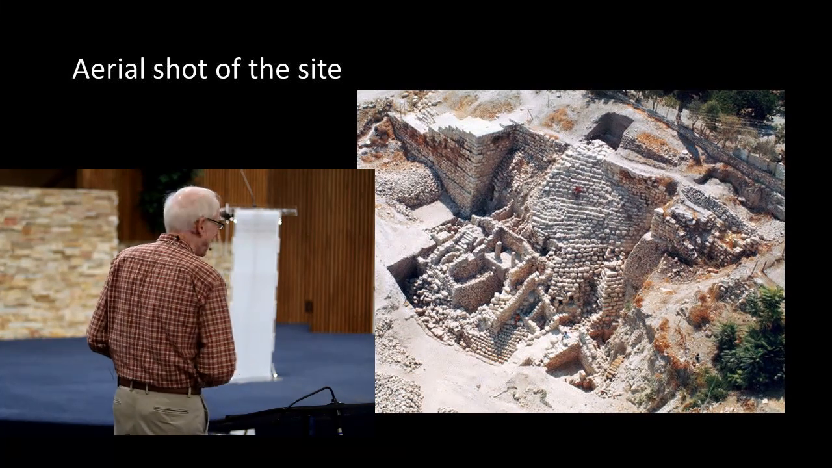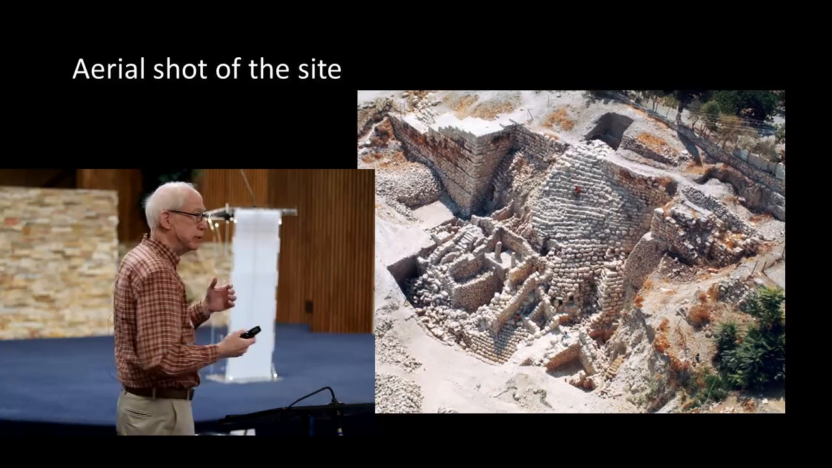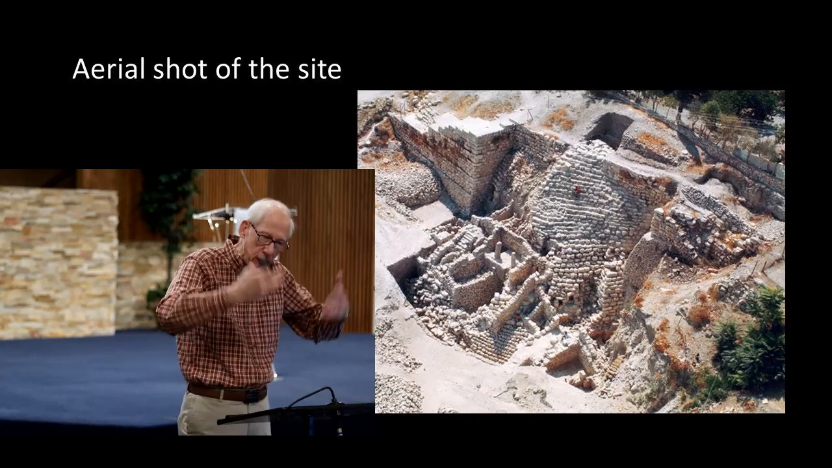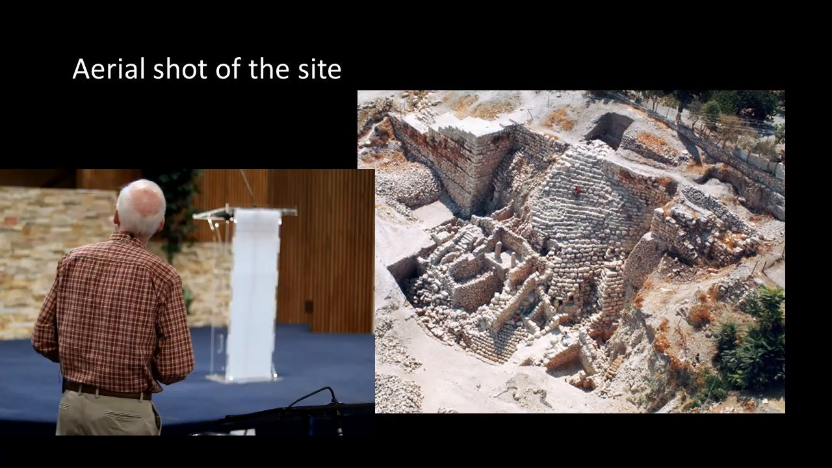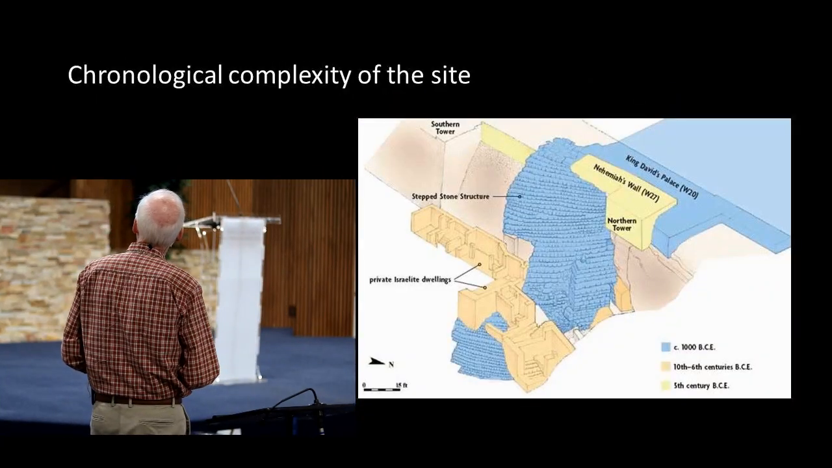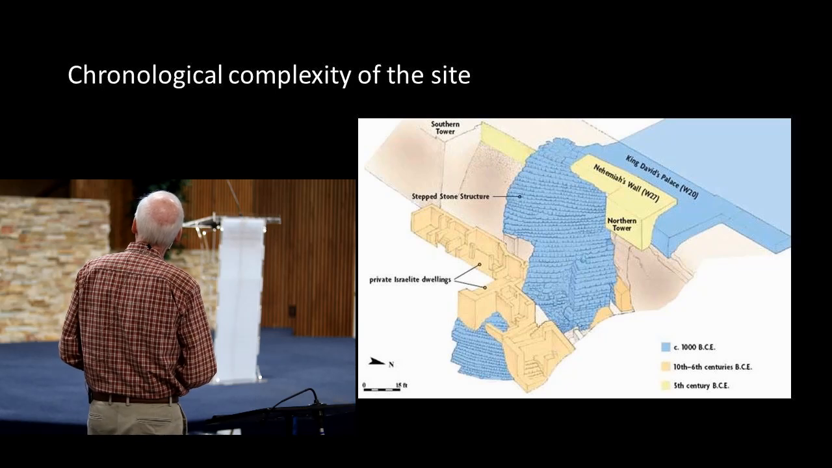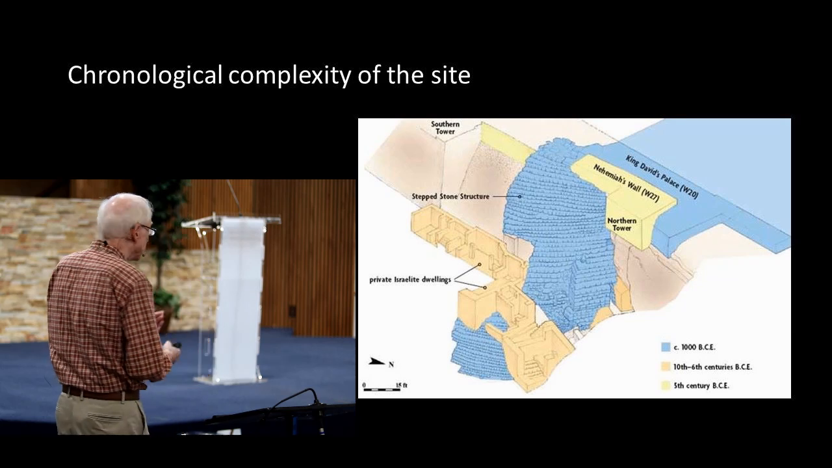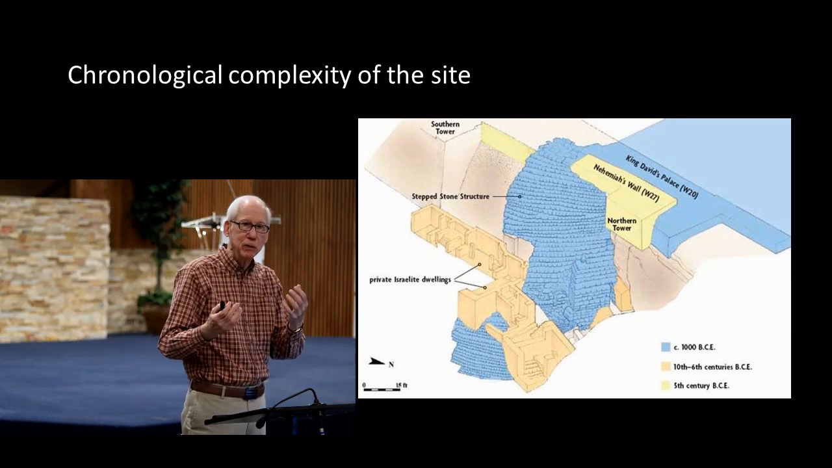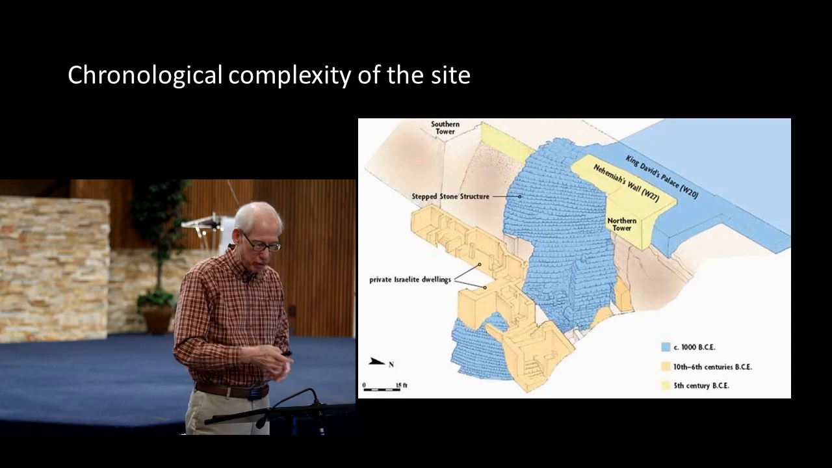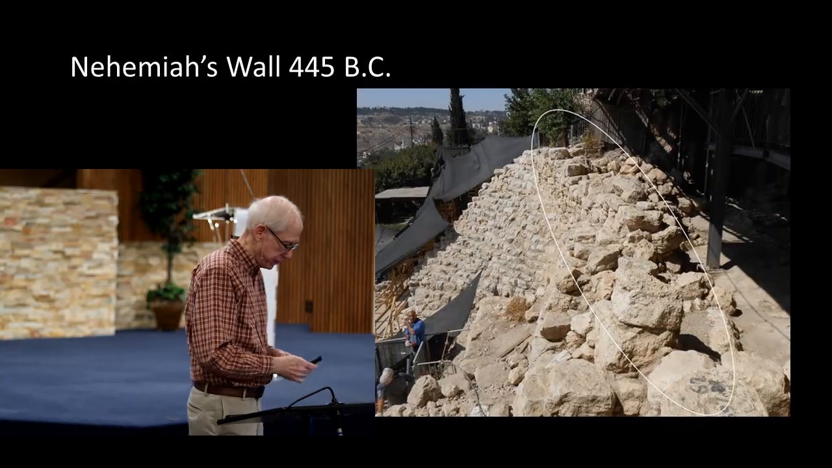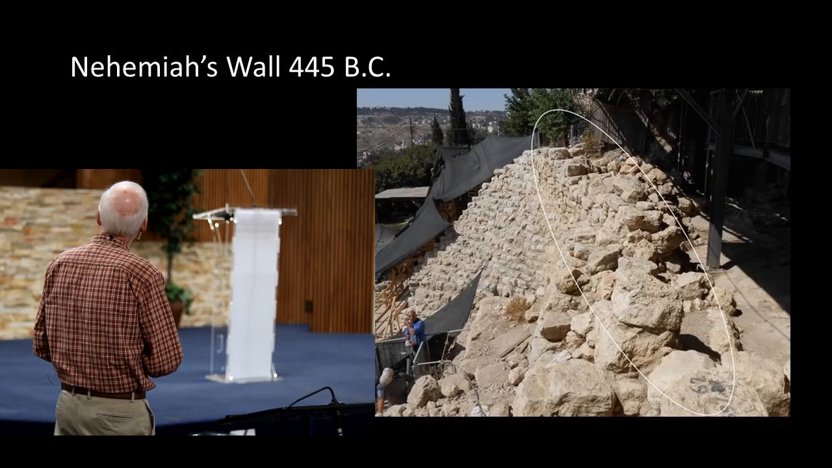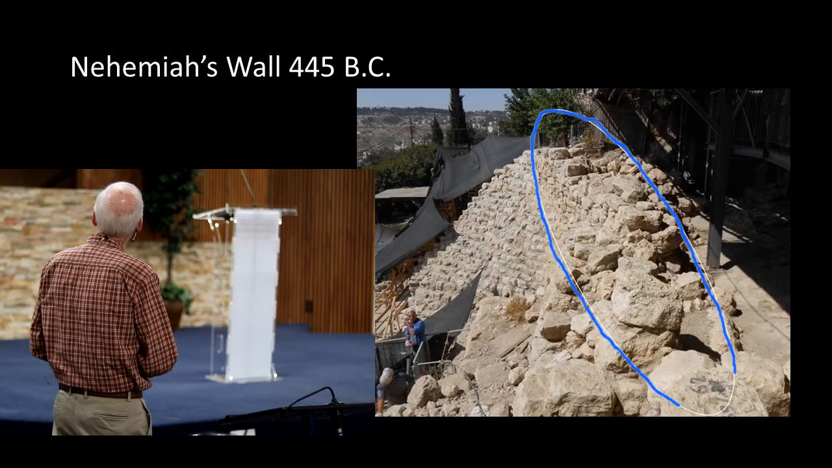And I'll just show you the complexity. You say, well, what's the controversy? When you've had a city that's that old and all kinds of stuff is built around, here is the chronological complexity. You see the blue is from about 1000 BC. The gold is 10th to 6th century. And then the yellow is the 5th century. That's Nehemiah's wall right there. You see how hard it is. It's not like you just bop in and say it. These things are complicated, but here is a close-up of that wall right there, the wall Nehemiah built.